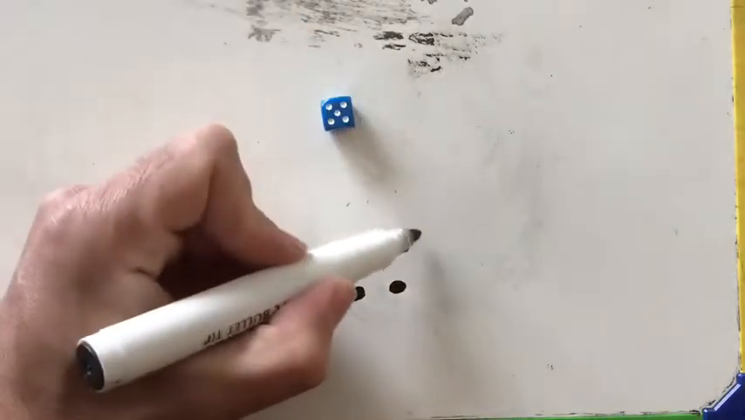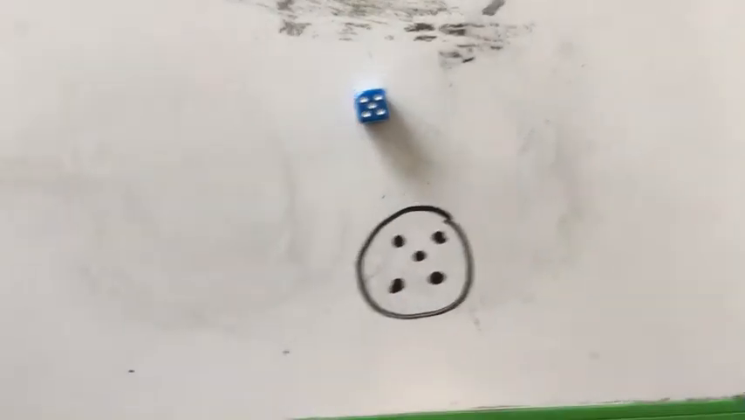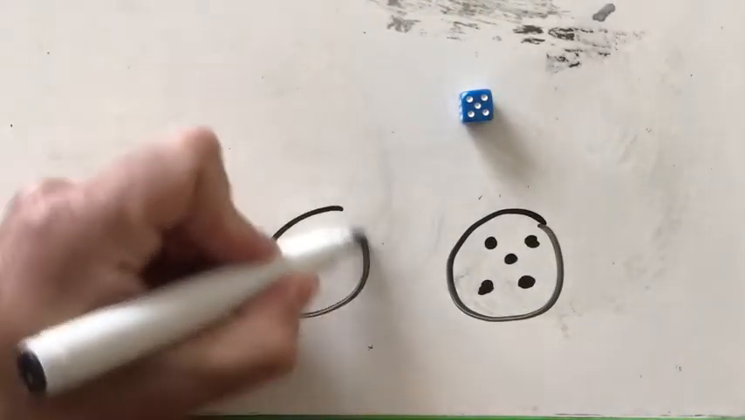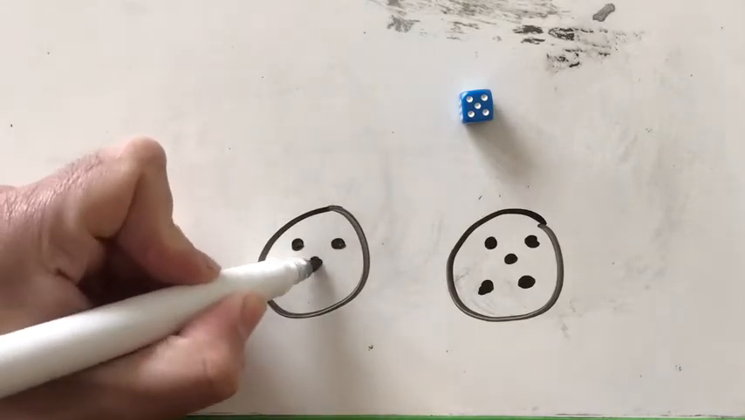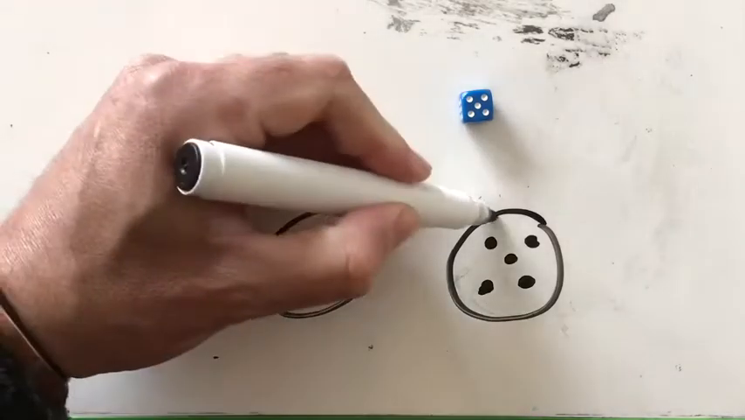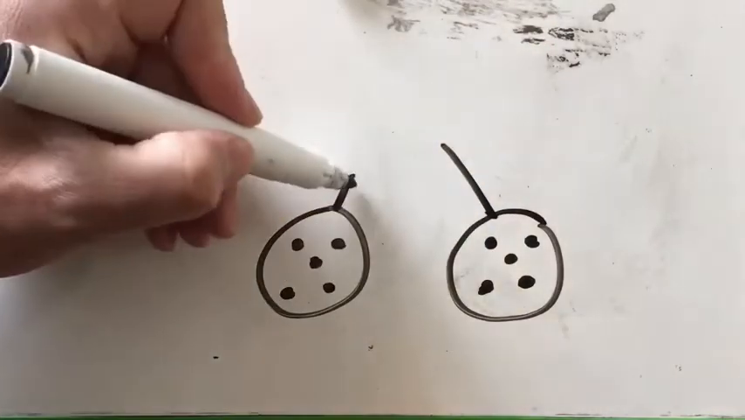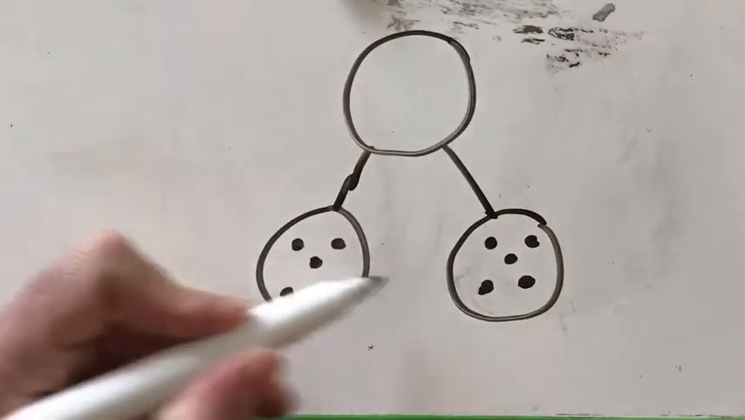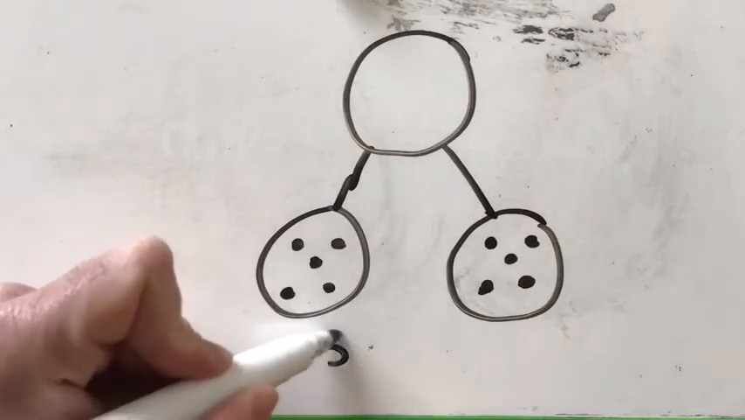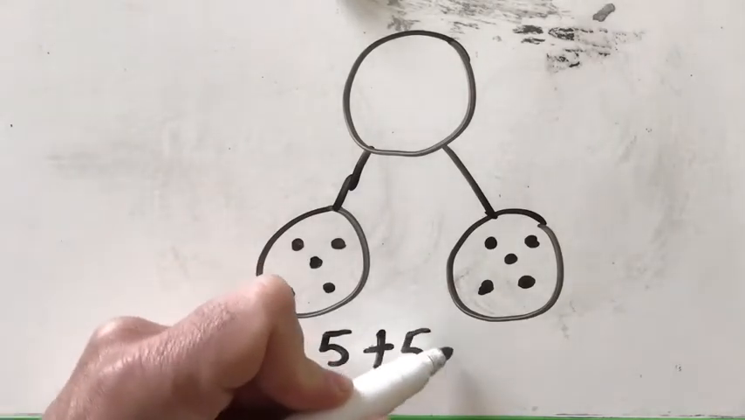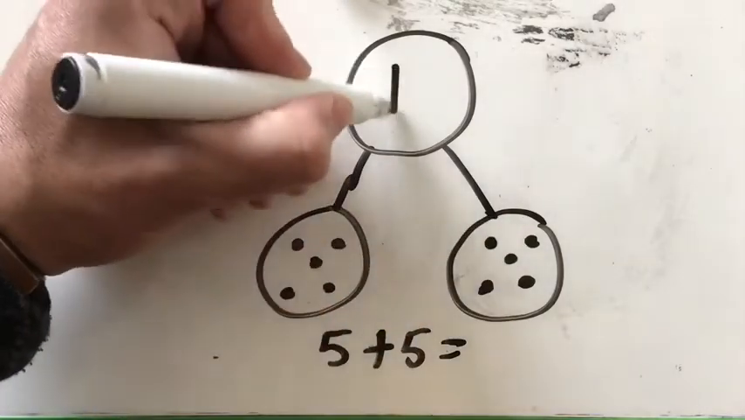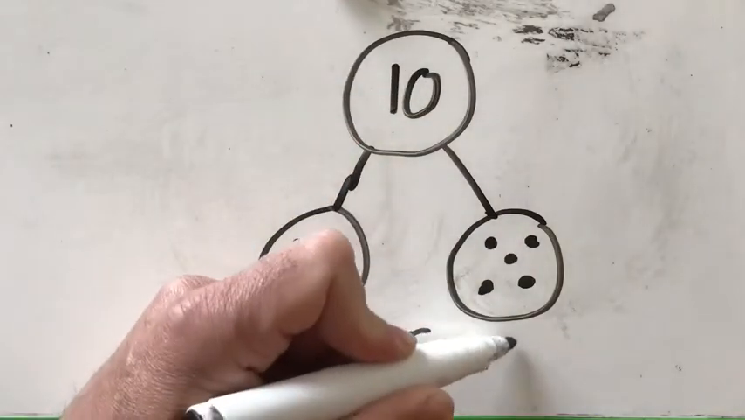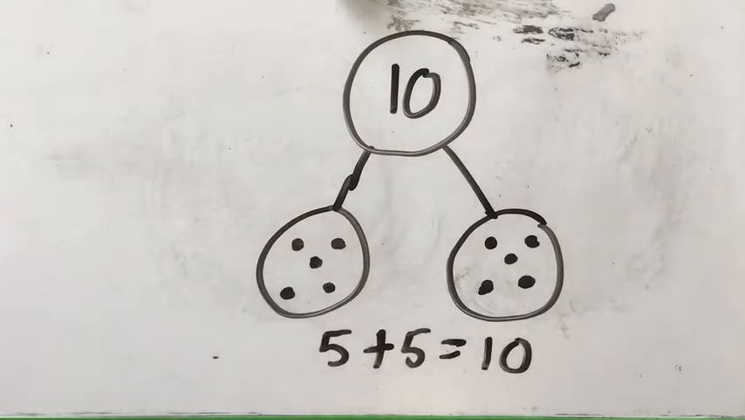So I know that actually I can double that quite easily by just making that into a part whole model like this. And I can already hear some of you saying, I know what double 5 is, Mr. Monroe. Well done if that's you. So double 5, which just means 5 add 5, makes, well, 1, 2, 3, 4, 5, 6, 7, 8, 9, 10. So double 5 makes 10.